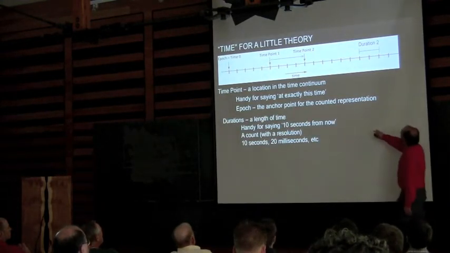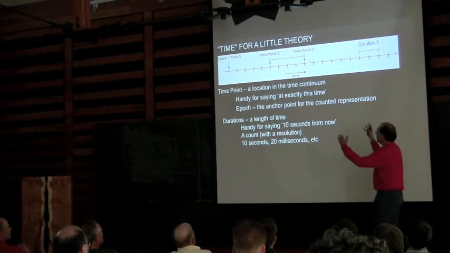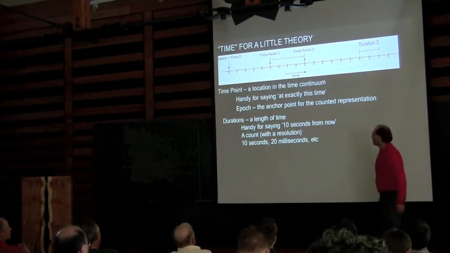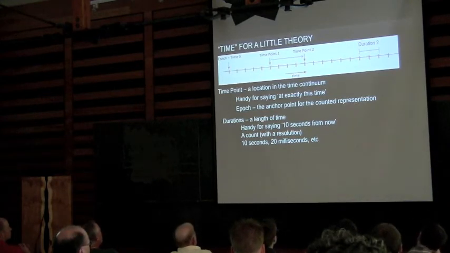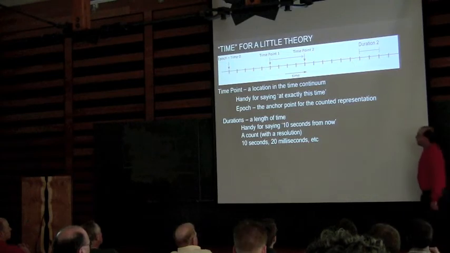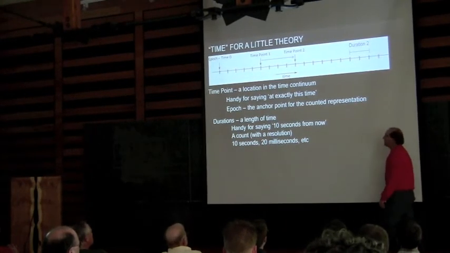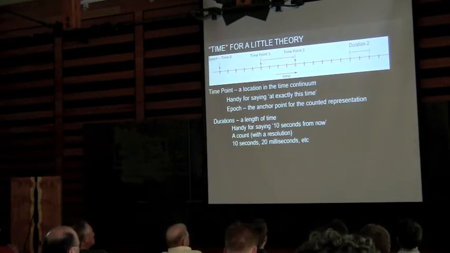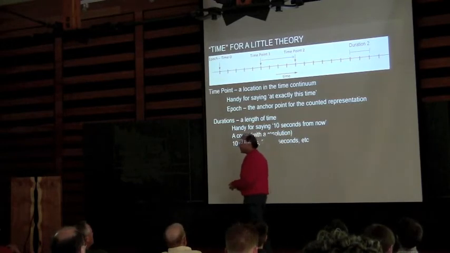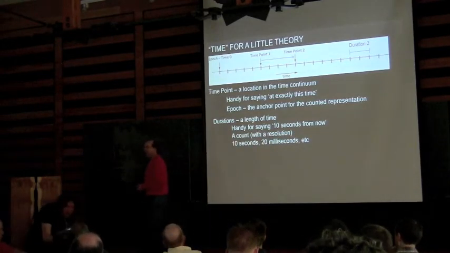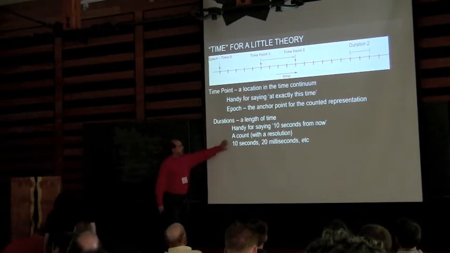Durations actually represent a length of time. They're not really attached to anything, but they're just a unit of how long is something. Really handy for saying something like, oh, in 15 seconds I want to get this thing. One of the interesting things about this is these timelines have some sort of resolution, some fundamental level that you can deal with. Is it 1 nanosecond, 1 millisecond, etc.? This is going to become important later. We'll see why the standard is the way it is, and it has to do with this.